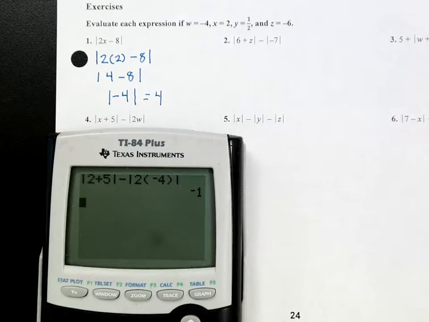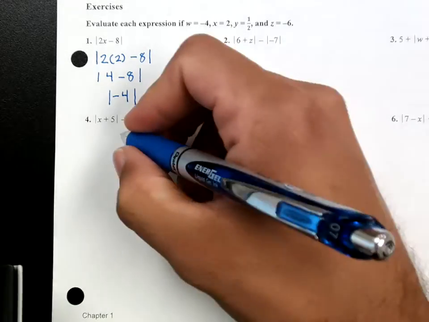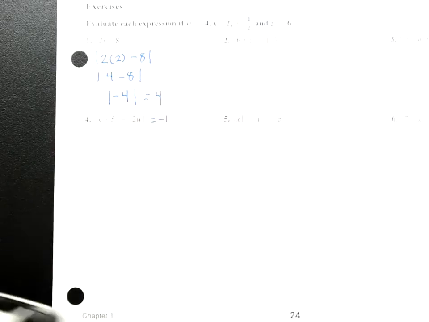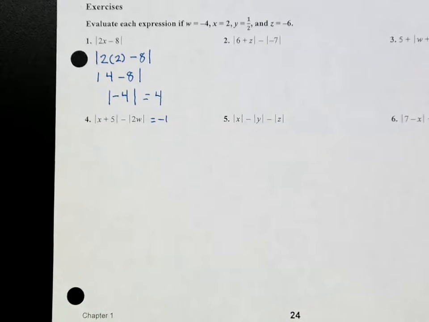Okay, so. Oh, I forgot the minus after the 5 thing. Remember, if you're gonna talk, raise your hand. Hear me? All right. Now this one is -1.